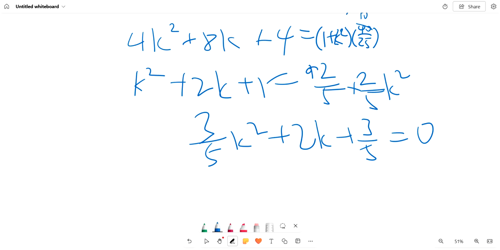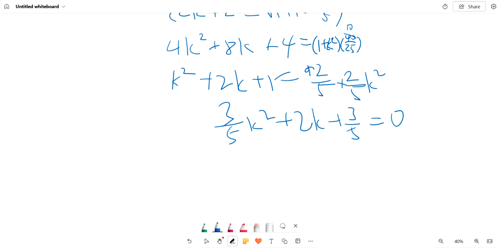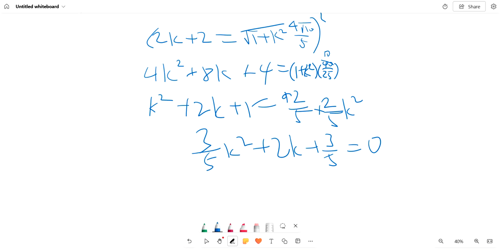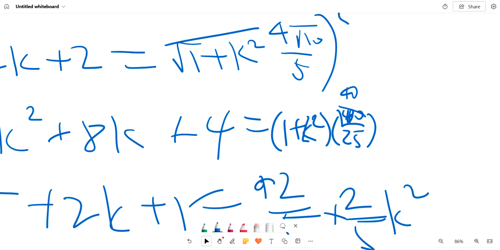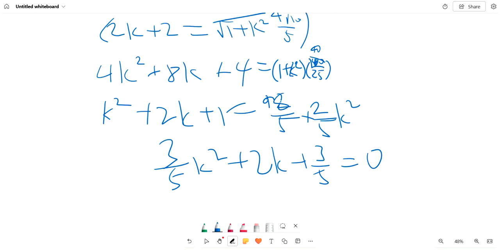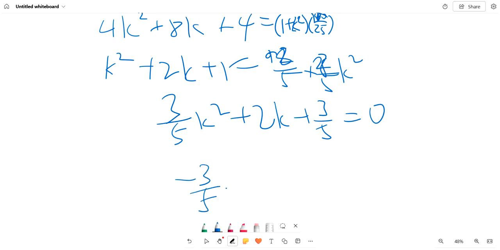And so if you just solve this equation, oh shoot, I'm sorry. This is actually 160 over 425. And so if we multiply everything here by 8 and subtract again, we get minus 3 over 5 k squared plus 2k minus 3 over 5, and this equals 0.